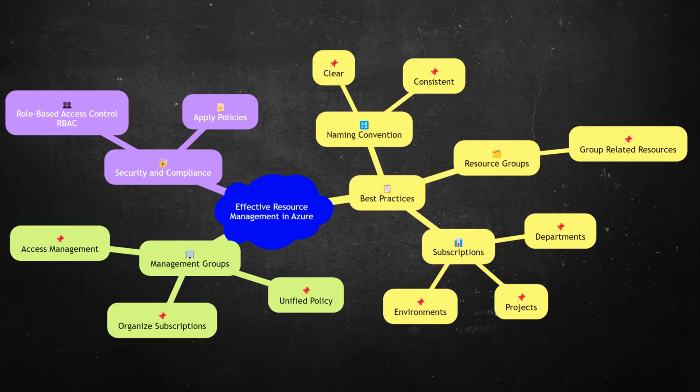Organizing resources effectively is essential for efficient management and governance. Best practices for resource organization in Azure include using a clear and consistent naming convention, grouping related resources into resource groups, and segregating resources into different subscriptions based on projects, departments, or environments. Management groups should be used to organize subscriptions into a hierarchy for unified policy and access management. Implementing role-based access control, RBAC, and applying policies across the hierarchy are also important for ensuring security and compliance. By following these best practices, organizations can achieve efficient and effective resource management in Azure.